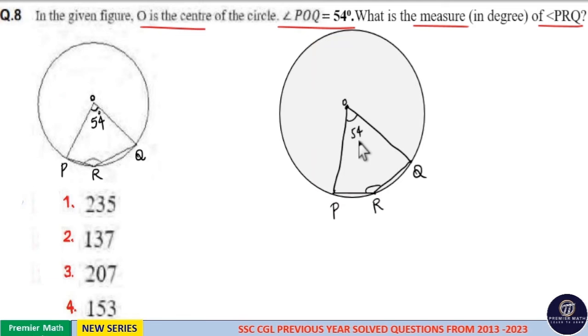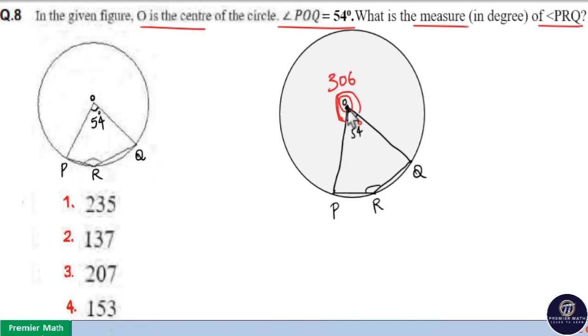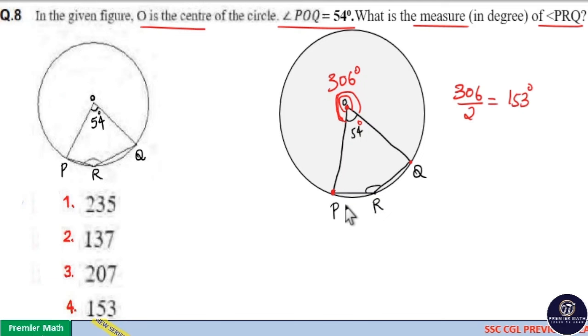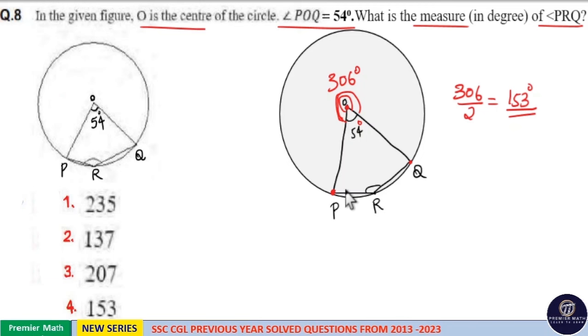Angle POQ is 54 degrees, which means reflex angle POQ is equal to 360 minus 54, which is equal to 306 degrees. Now this angle is created at the center by arc PQ. That is, the 306 degrees is created by arc PQ at the center of the circle. Now the same arc PQ can create half of this angle 306. Half of 306 is equal to 153 degrees. So this arc PQ can create 153 degrees at any point on the remaining part of the circle.